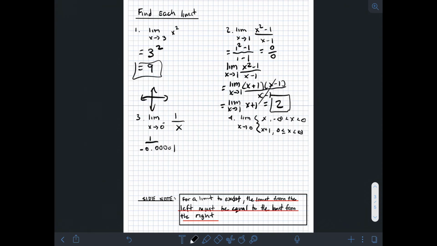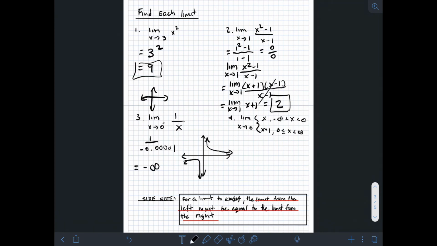We can confirm these findings by drawing a graph of this function. So I'm just going to draw this out. And we'll see that as we approach 0 from the left, we actually get really, really close to negative infinity the closer we get. So therefore we can conclude that the answer for this limit would actually be negative infinity.